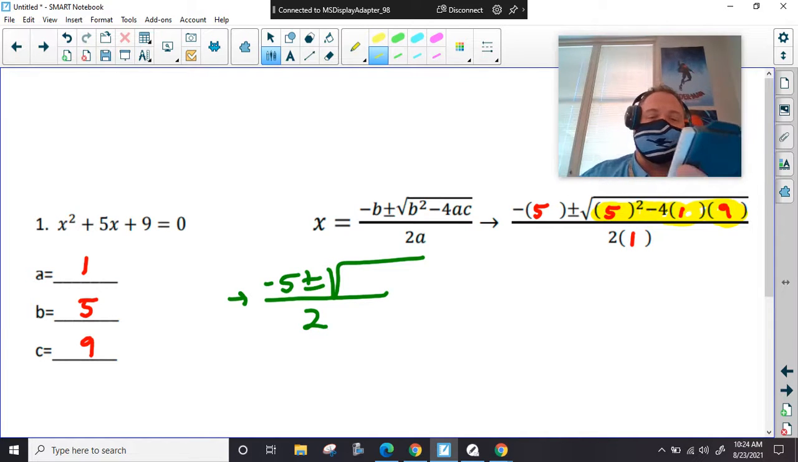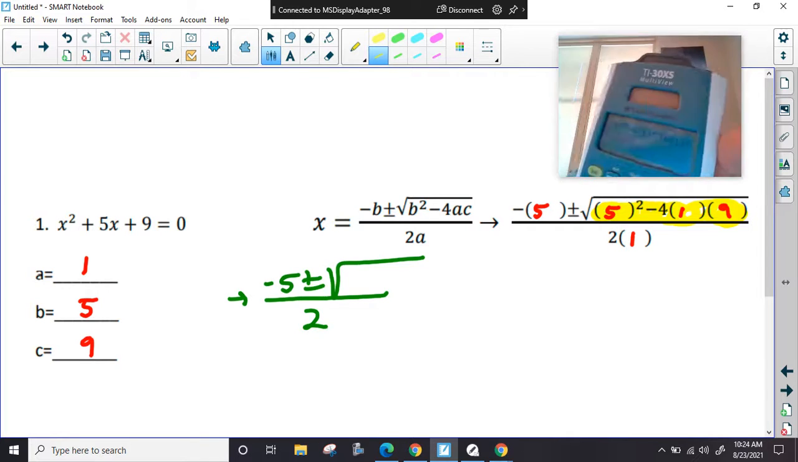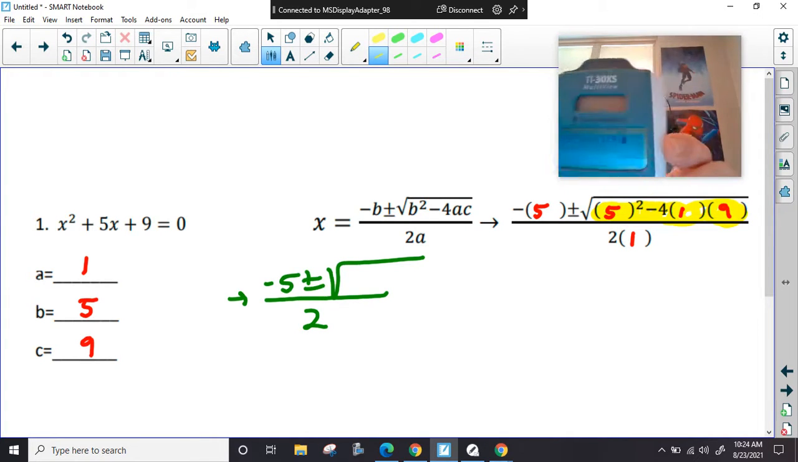Okay, so I'm going to just do all this part. Remember, this is called our discriminant. I'm just going to do that without the square root sign. Is that a plus and minus sign? Yeah, like a plus. You don't do a plus and minus on the calculator. All right, so there's my discriminant.